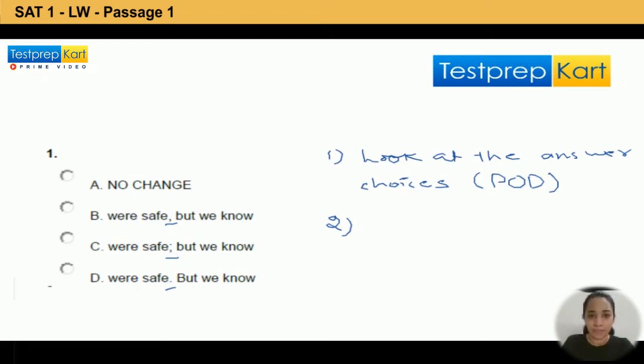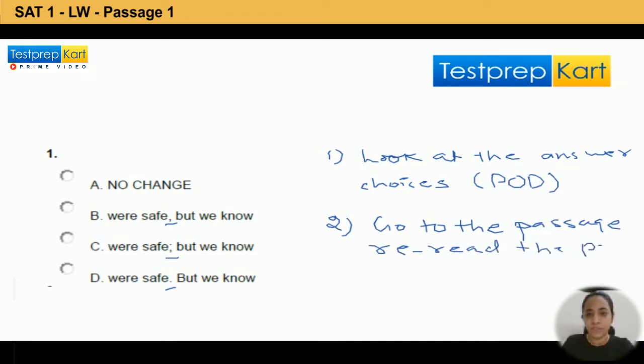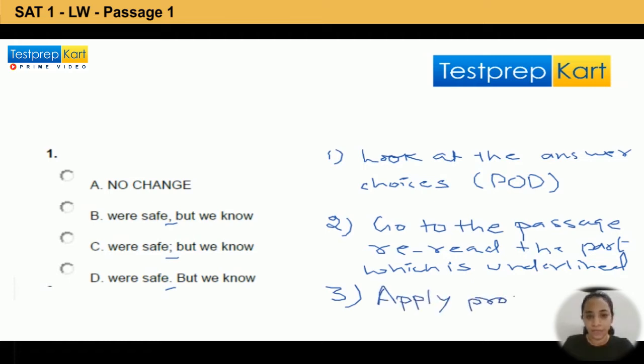Now we'll go to the passage and reread the part which is underlined. Once we read that, we'll come back to this and apply process of elimination. That means we will start with the wrong choices, so we are left with the correct one, right? So we'll apply the process of elimination after reading. So let's get started.